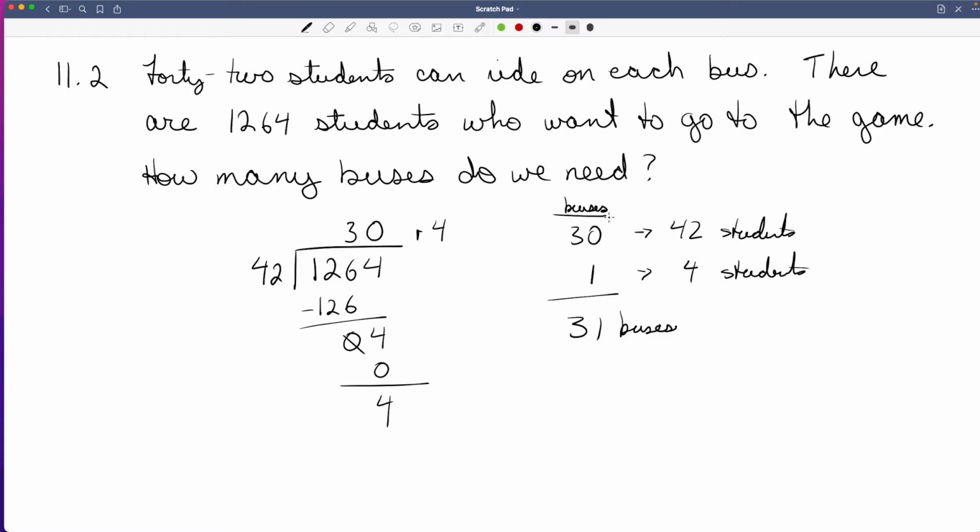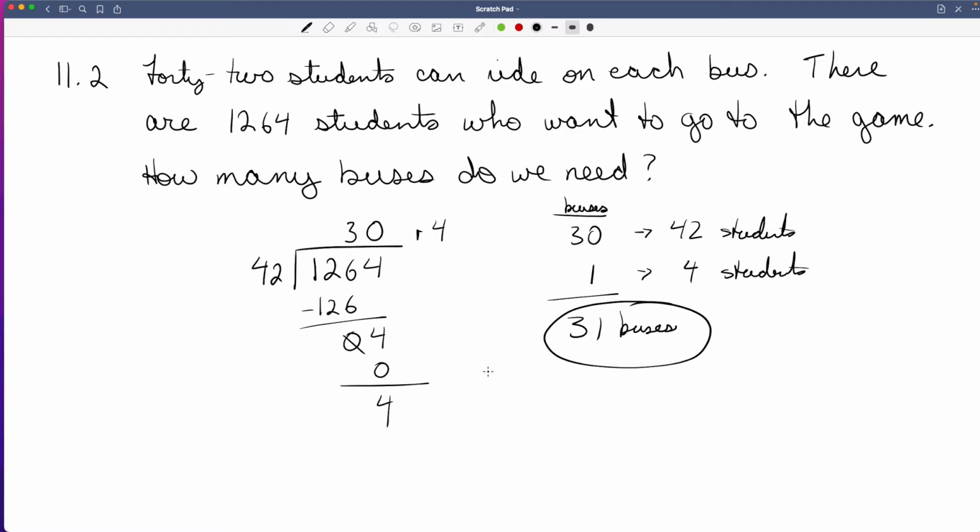So write what it is over the top of it. Write what it is beside it. 31 buses. And 31 buses would be the correct answer. Because if we only did the 30 full buses, these 4 students would not get to go. And we don't want to leave anybody out. We want everybody to go and have a good time.